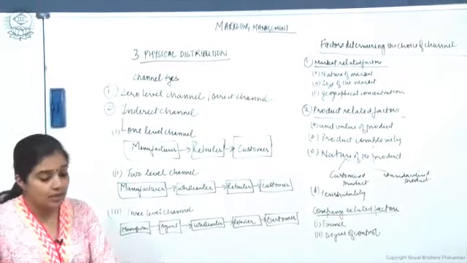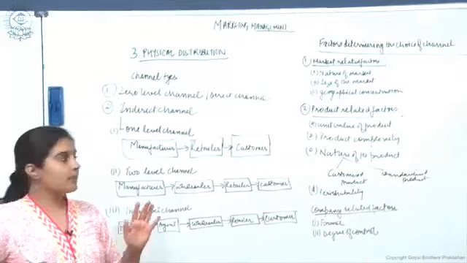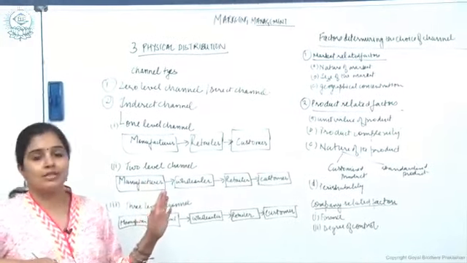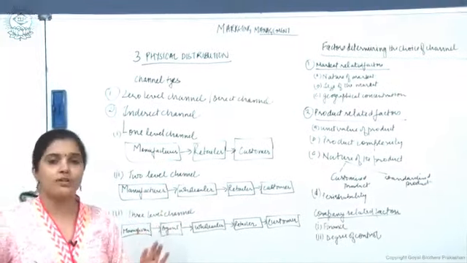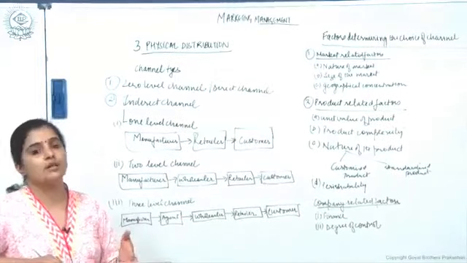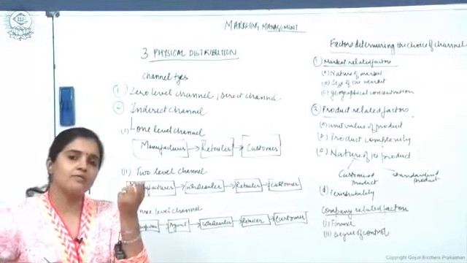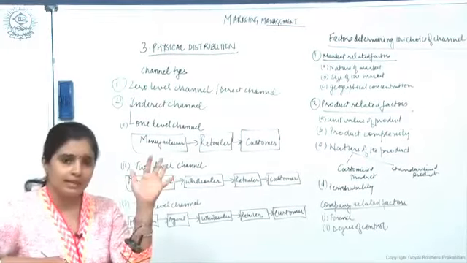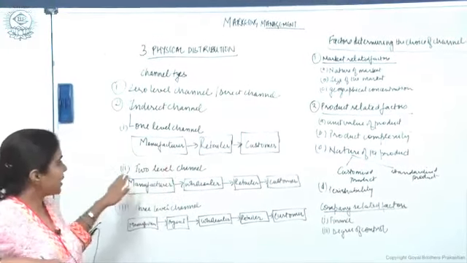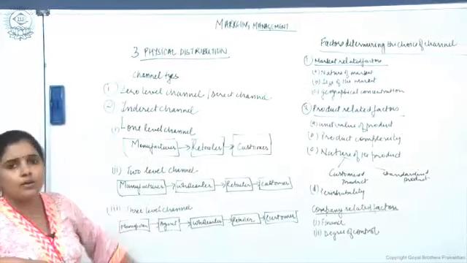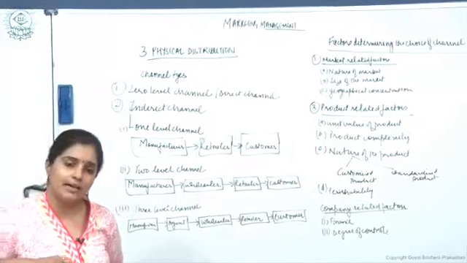Then coming to the size of the market. Now if the number of customers is large and spread over a wide geographical area, then distribution channels will come into the picture. But if the size of your target market is very, very small, then either a one level channel can be used, or else we can go in for a zero level channel, that is a direct channel.